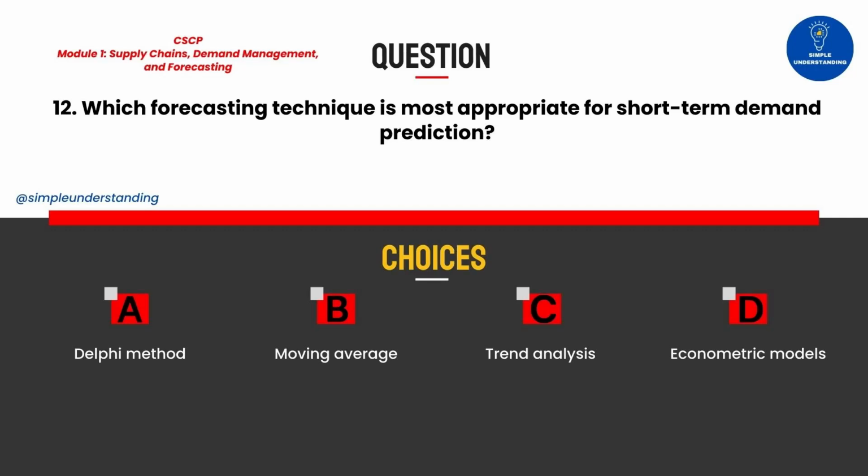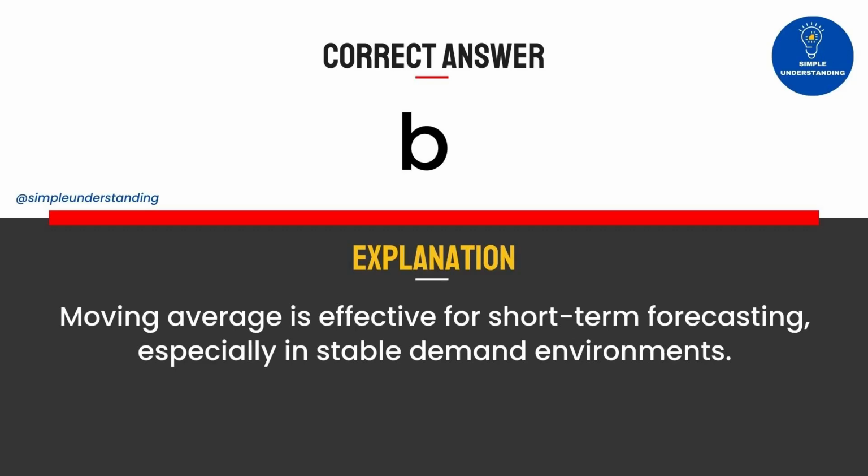12. Which forecasting technique is most appropriate for short-term demand prediction? A. Delphi method. B. Moving average. C. Trend analysis. D. Econometric models. Correct answer B. Explanation. Moving average is effective for short-term forecasting, especially in stable demand environments.